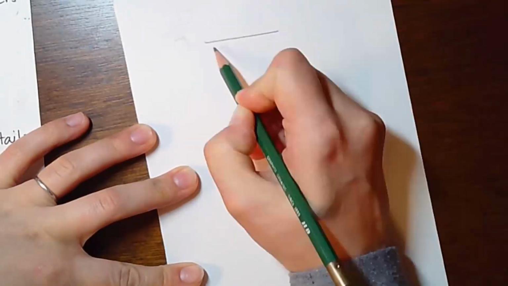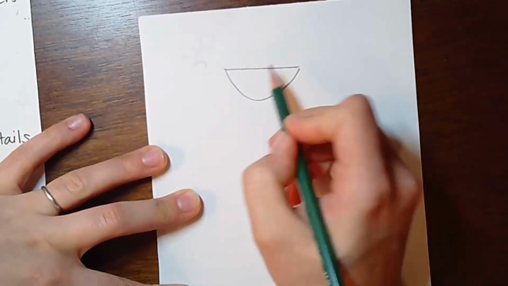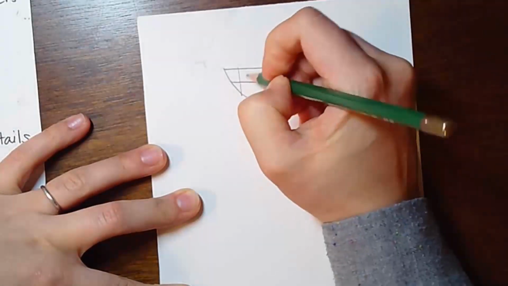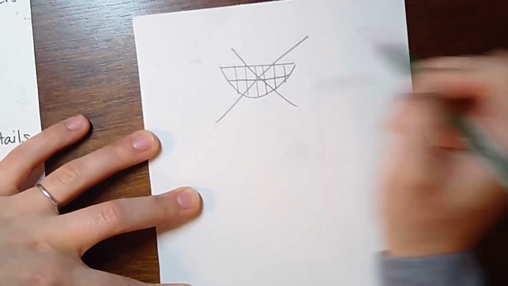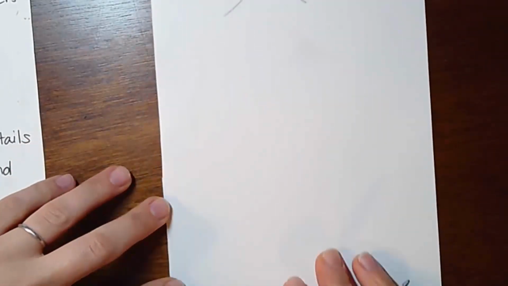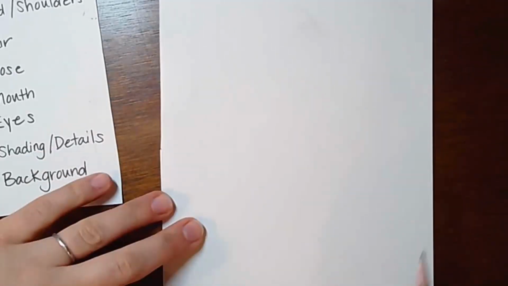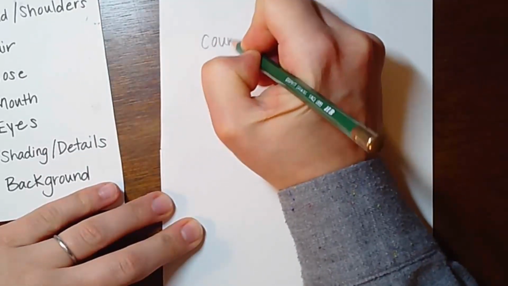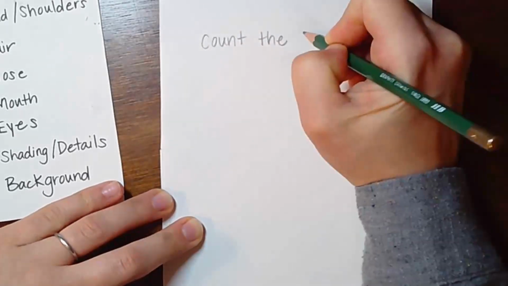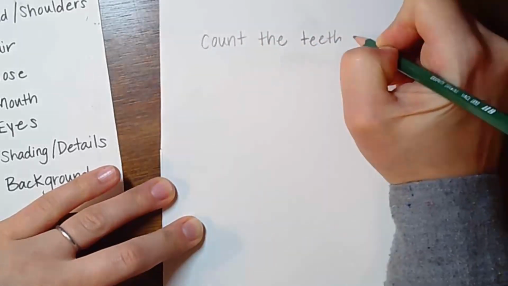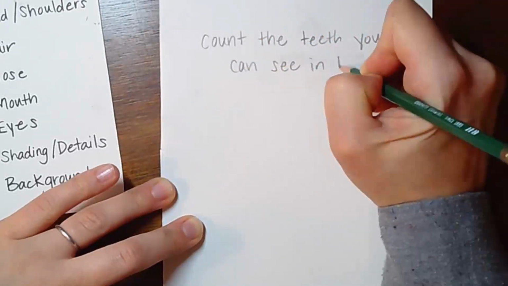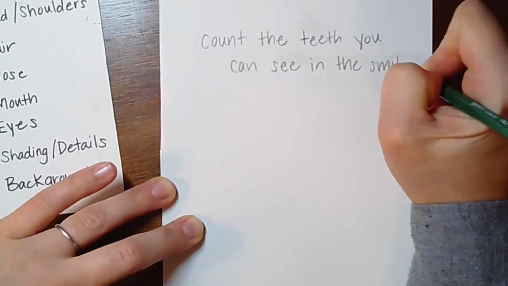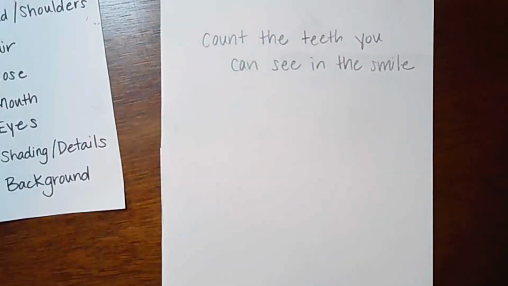What we don't want, again, is this. And you'll often see, like in emojis or cartoons, they have just this grid of teeth. We do not want that. Instead, your teeth are all different shapes and sizes, and I would suggest counting the teeth that you see. This will often make it easier for you. You don't have to draw all of the teeth.